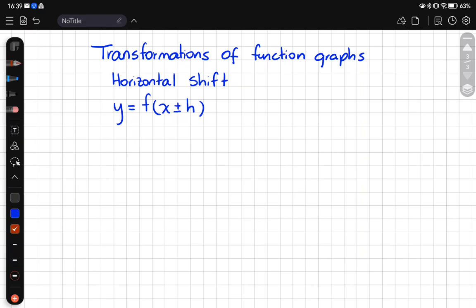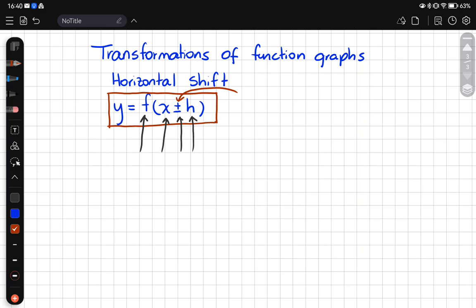So the first thing you need to know is that the general form of the horizontal shift is this one, the one you have right here. That one is the general form, which means that if you have a function f of x and then you have plus or minus h, this stands for a real number, and the value of h could be either a positive or negative number.